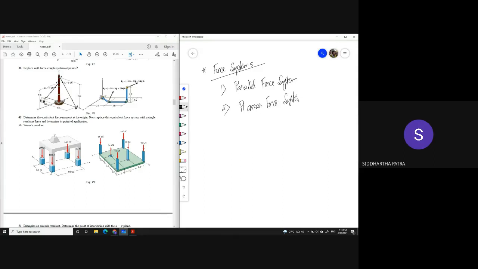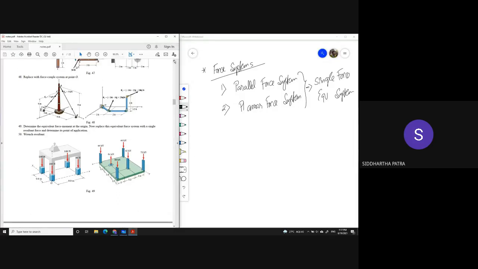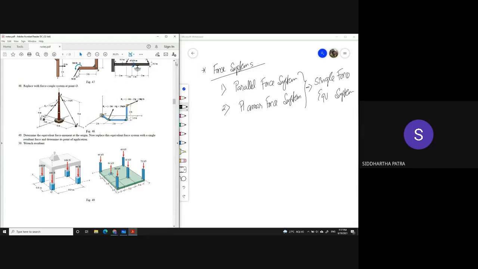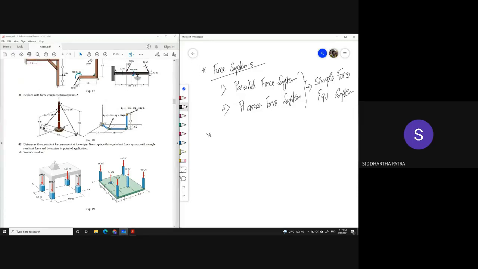And we explored certain properties of both of these, wherein they could both be reduced into a single force equivalent system. Okay. Now we didn't look into general three-dimensional problems, so today we would do general 3D problems. Okay.